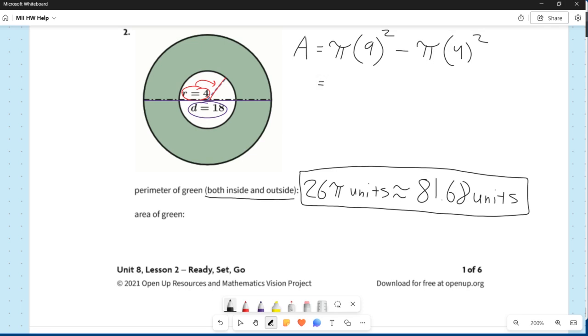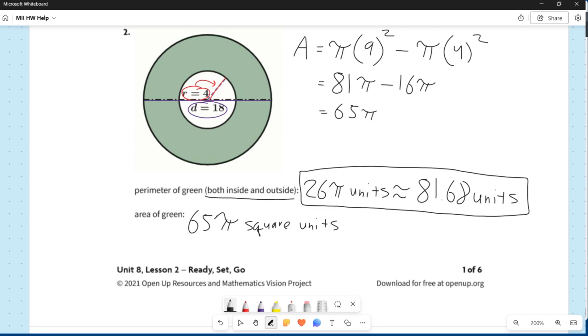So 9 squared is 81, and we move it to the front, we get 81 pi. And 4 squared is 16, we move it to the front, we get 16 pi. 81 minus 16 is 65 pi. And that is our exact answer. So I'm going to go ahead and put it. So we got 65 pi. And again, area is square units.